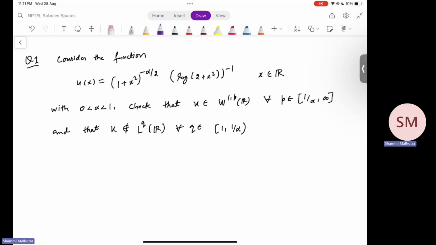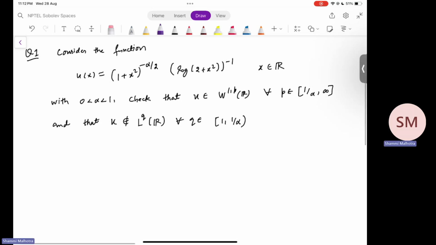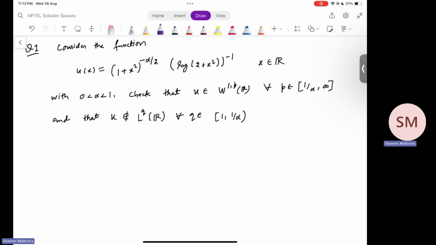This function is differentiable everywhere, so the weak derivative coincides with the classical derivative. All we have to check is the integrability of the function and its derivative. First of all, let us check the integrability of the function. I have to check the p-th integrability, so I consider the integral over R of the modulus of u(x) raised to the power p, dx.